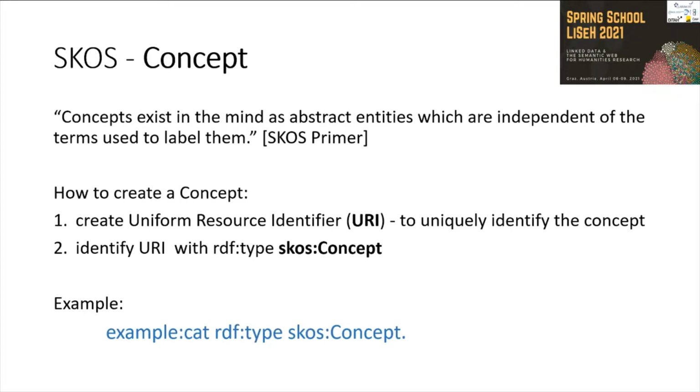Let's talk about SKOS syntax and SKOS structure. The central element of SKOS is a concept. The SKOS Primer defines that concepts exist in the mind as abstract entities which are independent of the terms used to label them. To create a concept, we need to create a uniform resource identifier and assign this URI with RDF type SKOS concept. This is an example of how it's done in RDF syntax. URI example cat has RDF type SKOS concept.